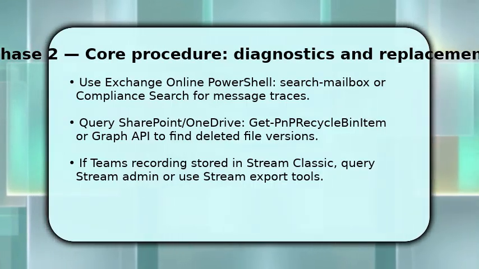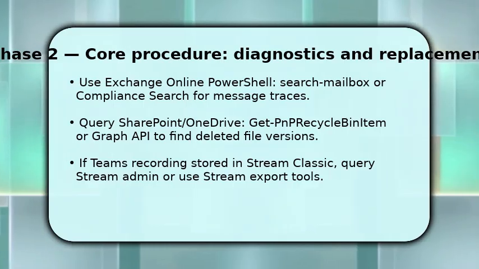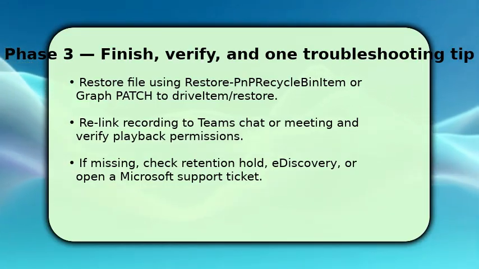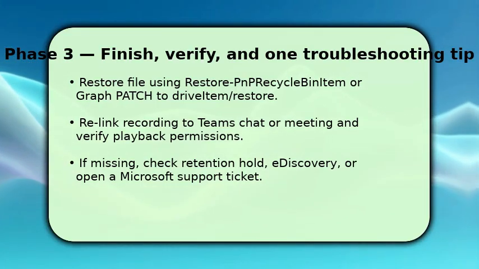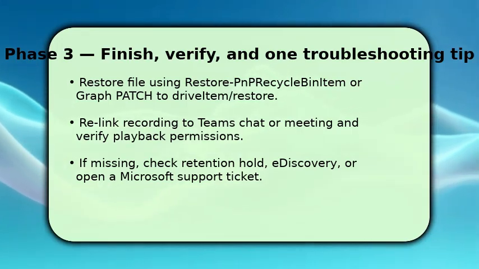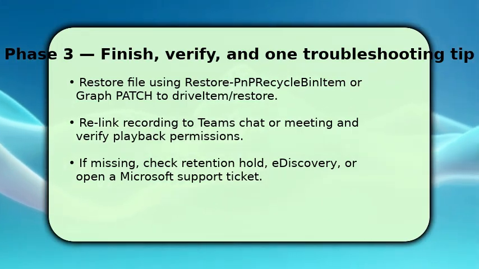Finally, perform the restore and confirm access. Use the PnP restore recycle bin item cmdlet or call the Microsoft Graph REST restore endpoint to move the item back to its original location. Then relink the recording to the team's chat or meeting and validate playback for participants. Make sure to reapply sharing and permission settings.